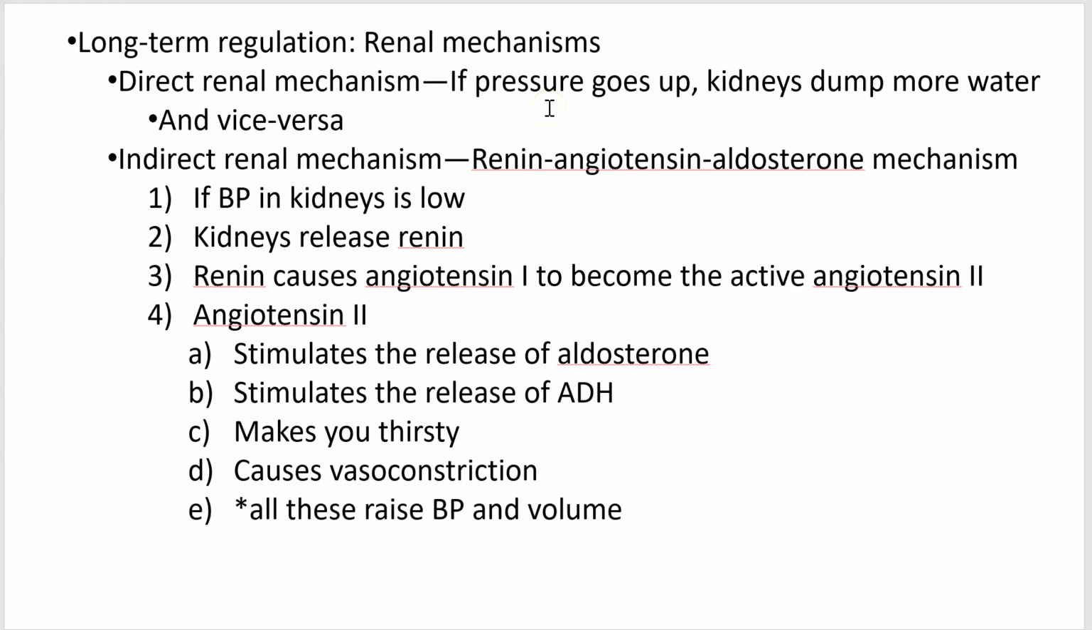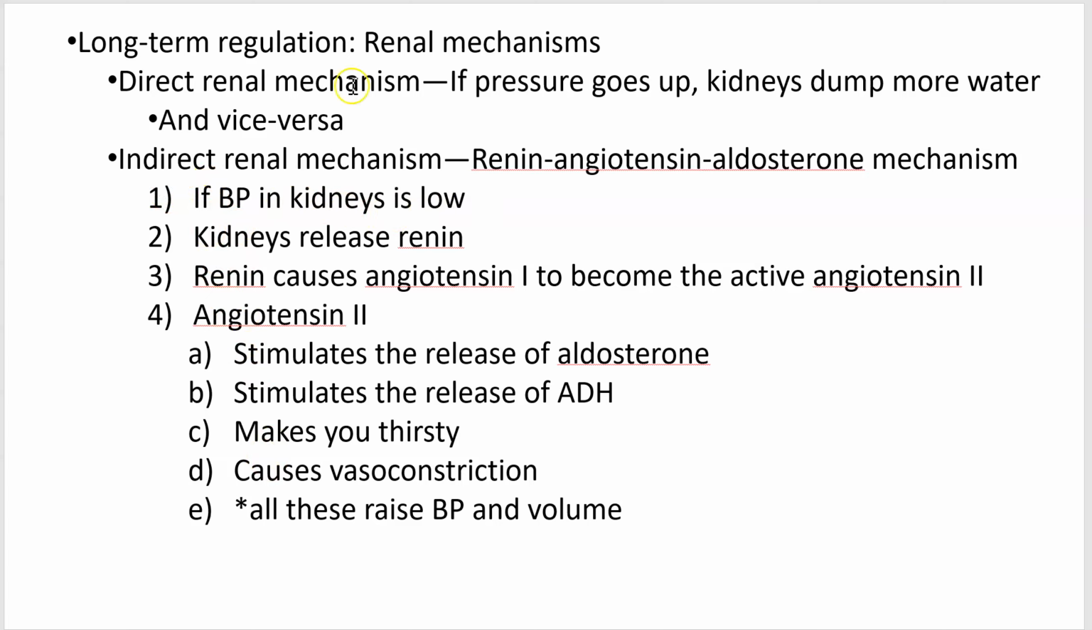If you pump a bunch of high pressure blood into the kidneys, more of it's going to leak out into the urine and you lose more fluid. If you have real low pressure to the kidneys, they're just naturally not going to lose as much liquid. So that's very direct, hopefully very easy. The indirect renal mechanism is a bit more complicated, and here's that renin, angiotensin, aldosterone mechanism. But I put it in a nice little sequence. So hopefully it makes sense.